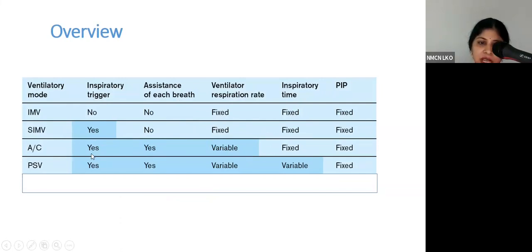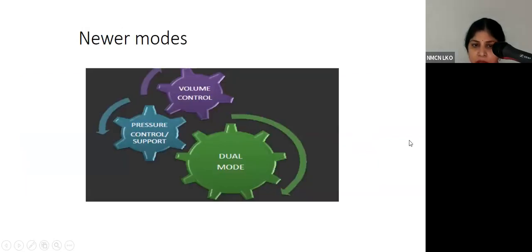In case of assist control, we have an inspiratory trigger. Assistance of each breath is there. Ventilator respiration rate would vary because it will be determined by the baby; otherwise, it is a backup rate. And TI is fixed. In case of PSV, trigger, assistance, rate and TI are all determined by the baby. So a few words about the newer modes.